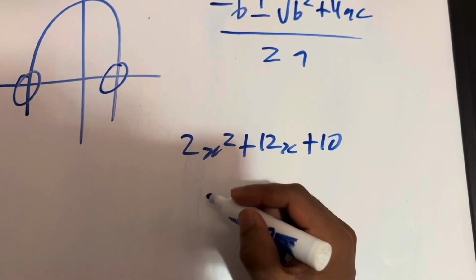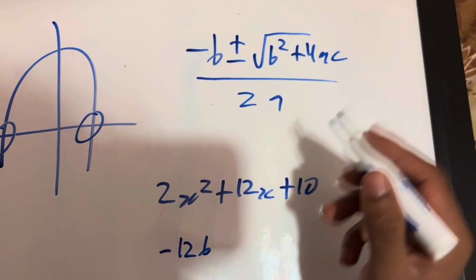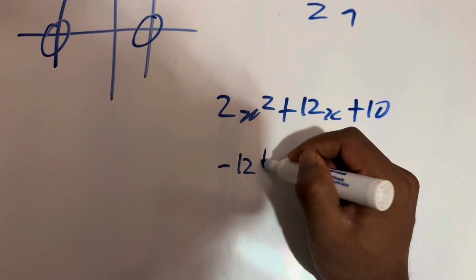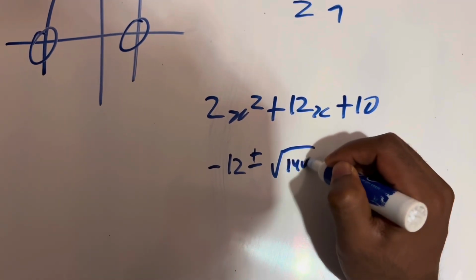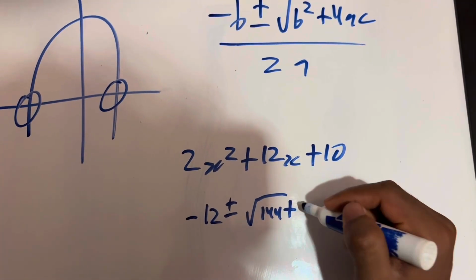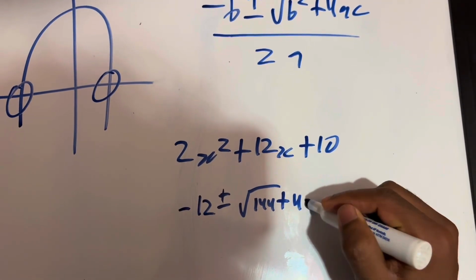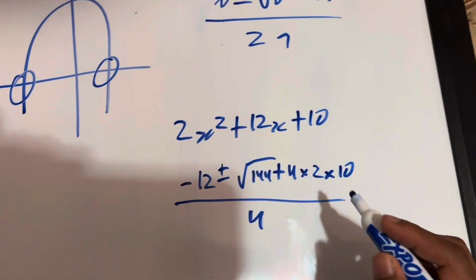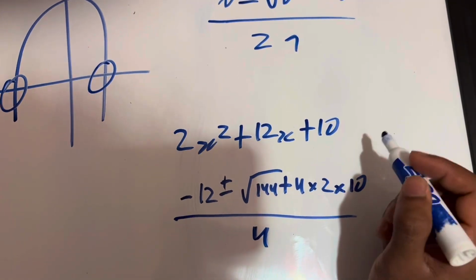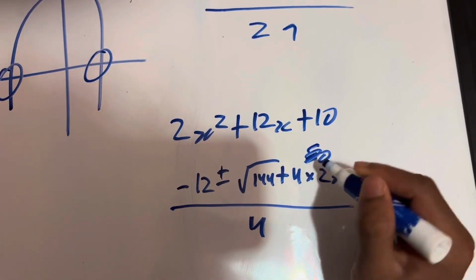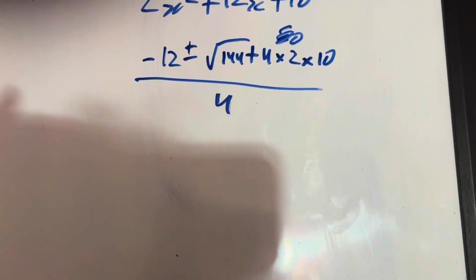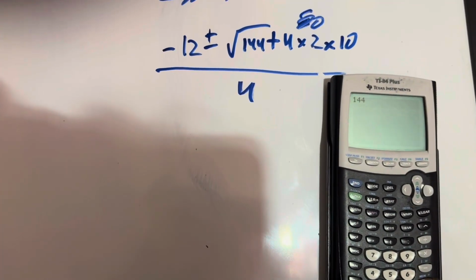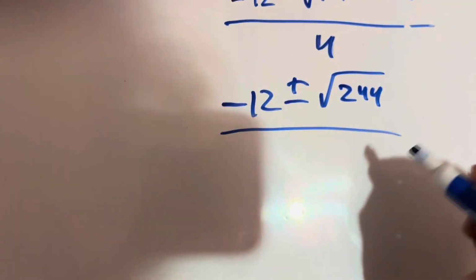So this is the b value, so plug that in there. So it's going to be minus 12, plus minus the square root of 144, which is just b squared, minus 4a, which is 2, so times 2, c, which is 10, times 10, over 2a, which is just going to be 4. So now we're just going to simplify that. That's 8, and that's 80. 144 minus 80. I can't do that in my head, so I'm going to do that on the calculator. 64. So negative 12 plus minus the square root of 64 over 4.